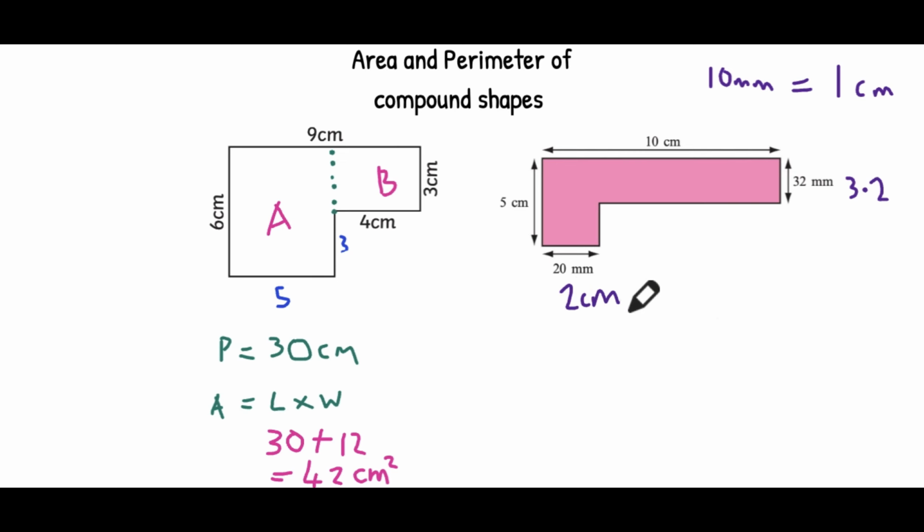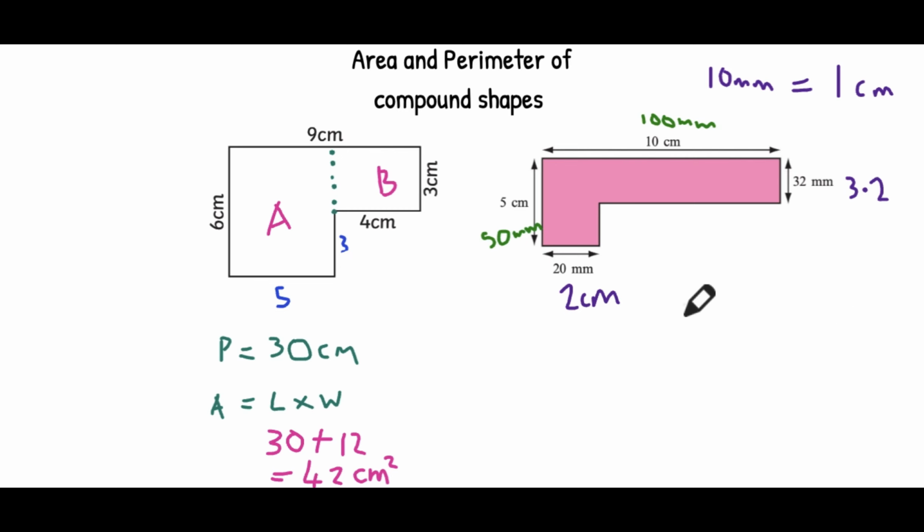Or we can even convert the centimeters to millimeters. So that means that 10 centimeters will be 100 millimeters, and 5 centimeters will be 50. So you can either have this answer as a centimeter or as a millimeter.